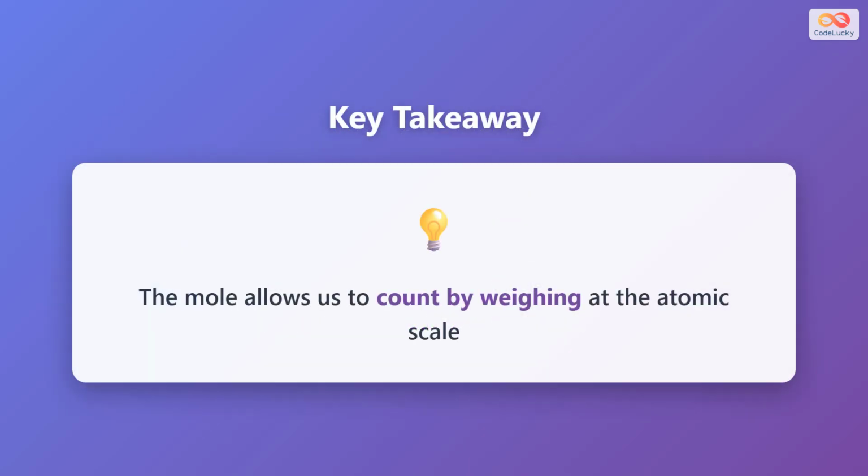The key idea to remember is this: the mole allows us to count by weighing at the atomic scale. Instead of trying to count individual atoms, which is impossible, we can weigh a sample and use the mole concept to determine exactly how many atoms or molecules it contains. This bridge between mass and number of particles is what makes chemistry calculations possible.